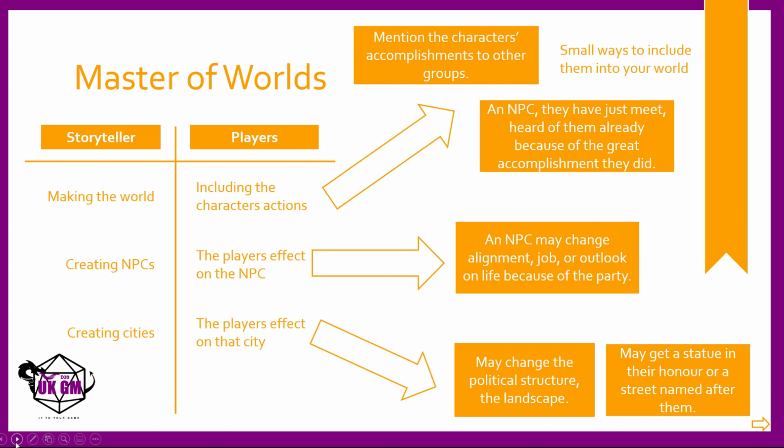Okay, how can the players affect the city? They could change the political structure, the landscape. A recent party of mine managed to dethrone the mayor of a town and get their own mayor in their place. So the new mayor has their own outlooks and beliefs, which are going to change the outlook of the town. And they've also got the backing of the party for protection, and it changes the whole way the town's going to operate. Especially since the previous mayor was into some things that the party didn't deem correct, and they want to change the way the town works.